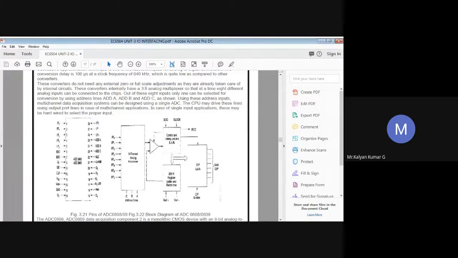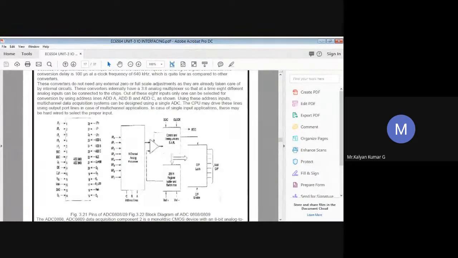And then the successive approximation, as I said previously, performs 8 iterations. Since it's an 8-bit, it performs 8 iterations to determine your digital code for the given input value. The SAR is the successive approximation register. It will be reset usually on the positive edge of your start pulse, and start the conversion process on the falling edge of your start pulse. Okay.